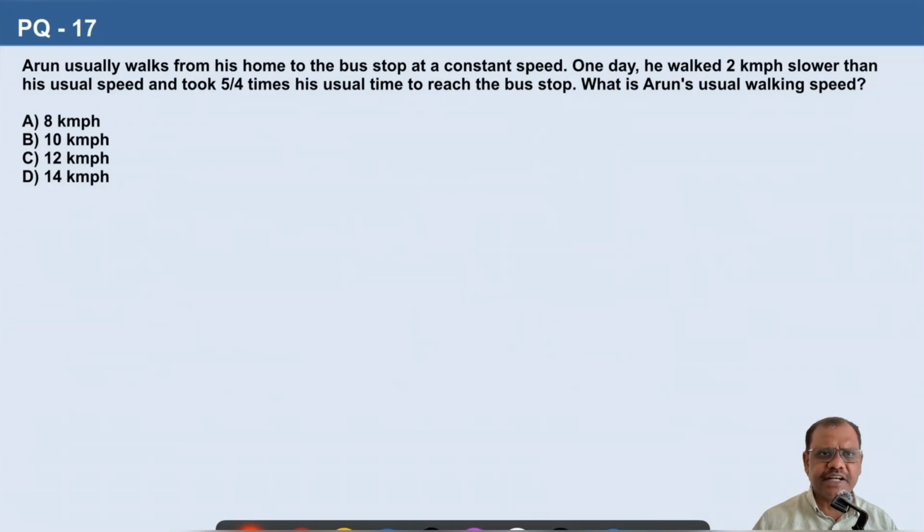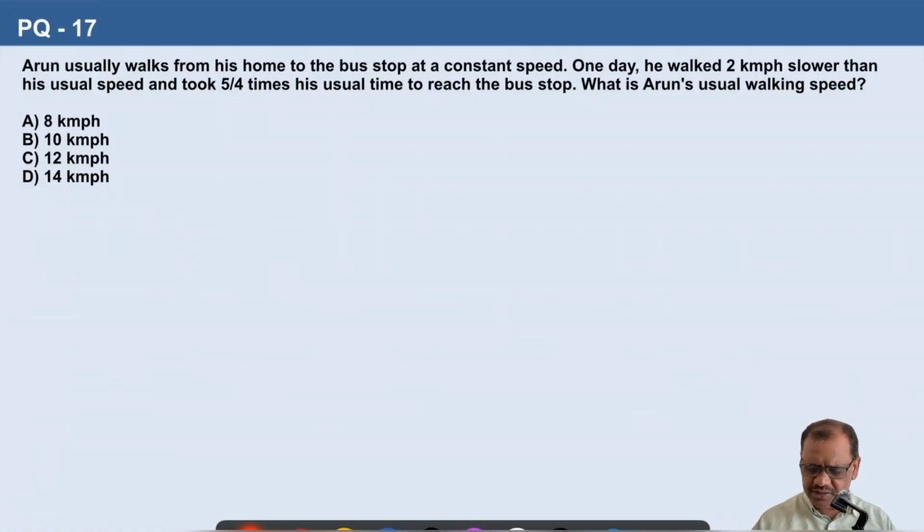Question number 17. Arun usually walks from his home to the bus stop at a constant speed. One day he walked 2 kilometers per hour slower than his usual speed and took 5 by 4 times his usual time to reach the bus stop. What is Arun's usual walking speed?